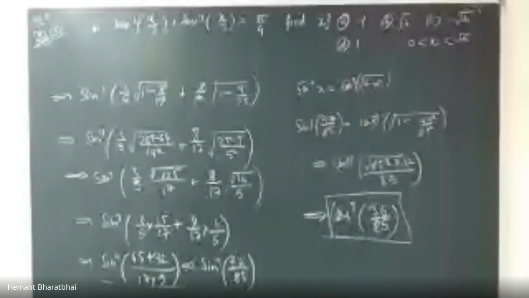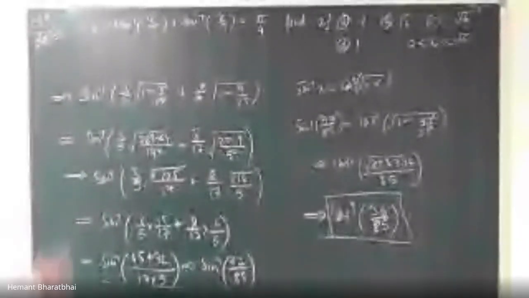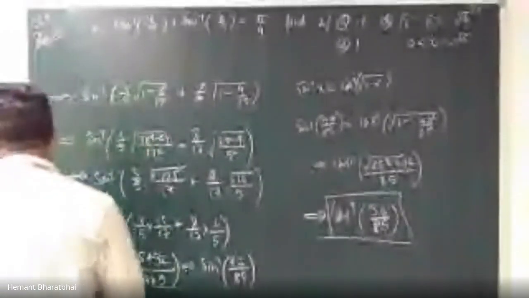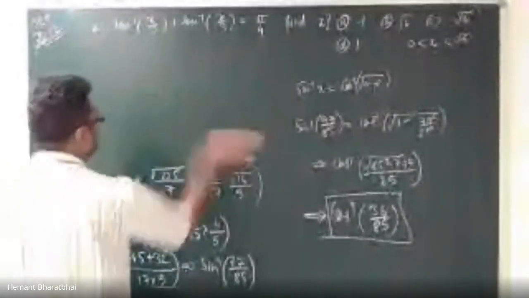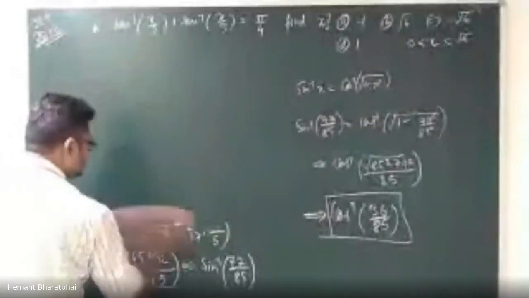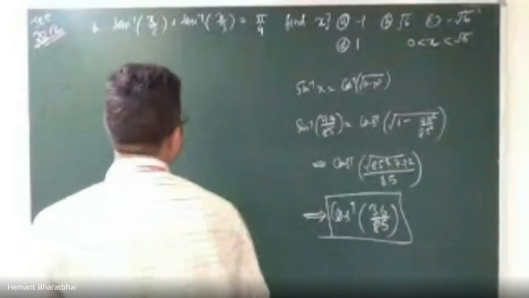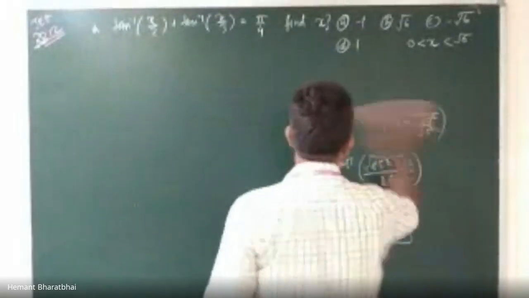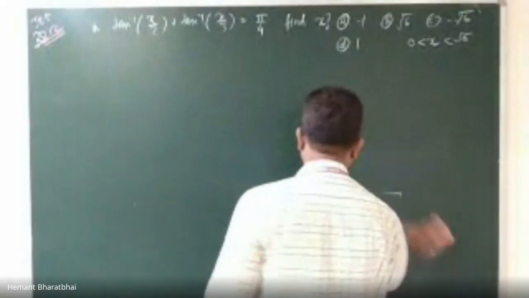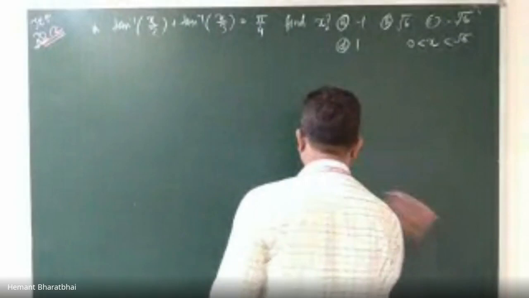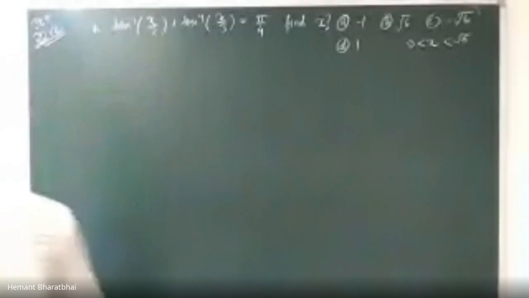This is a very simple numerical. You just have to apply tan inverse of x plus tan inverse of y. It is tan inverse of x plus y upon 1 minus xy. Just simplify it, you will get the answer. Very simple. This came in the year 2008. Very simple numerical.